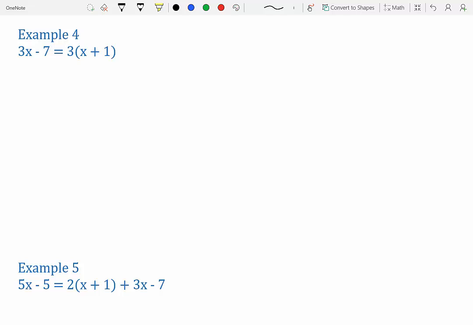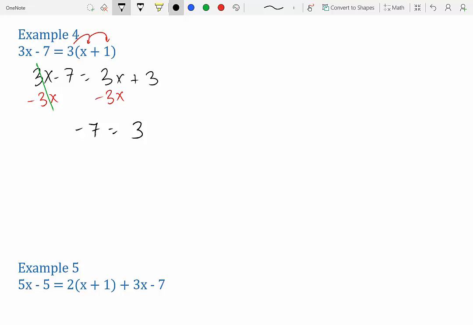Example 4, we have 3x minus 7 equals 3 times x plus 1. Remember, anytime we have a number outside of the parentheses, we need to distribute it. Draw your arrows. We didn't do anything on the left side, so it's 3x minus 7 equals 3 times x is 3x, 3 times 1 is 3. Just like before, we need to get the variables on one side and the numbers on the other. So we subtract 3x. What happens to the x's? They cancel out, so we have negative 7 equals 3.